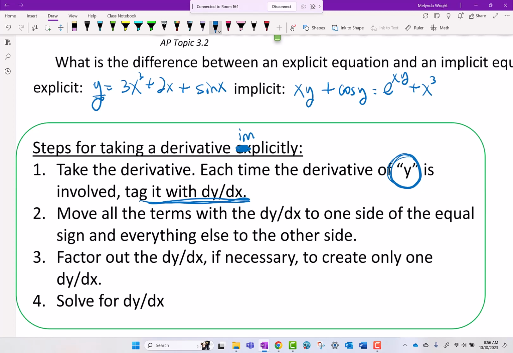Then we move all the terms with dy dx to one side. It doesn't matter which side, just one side, and everything else to the other side. Then we factor out the dy dx. And then we solve for dy dx. We do the same thing every single time. As you can imagine, with the steps I'm talking about, there's going to be a lot of algebra involved. A lot of algebra. Yay. All right, so let's practice.